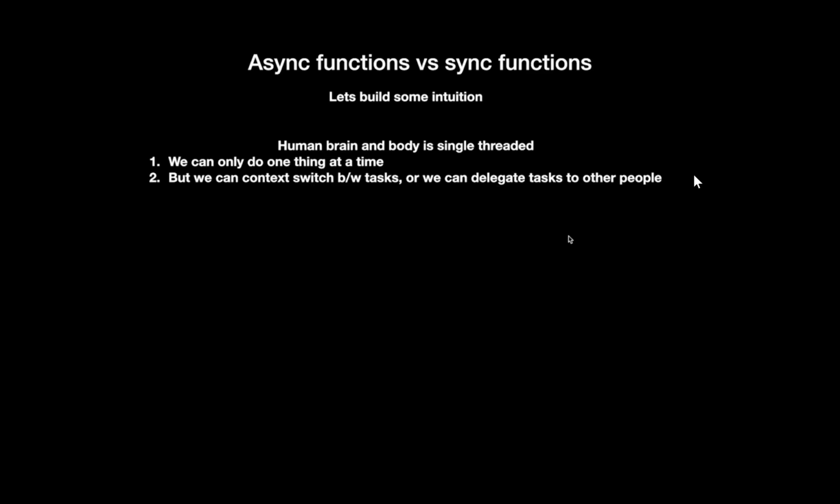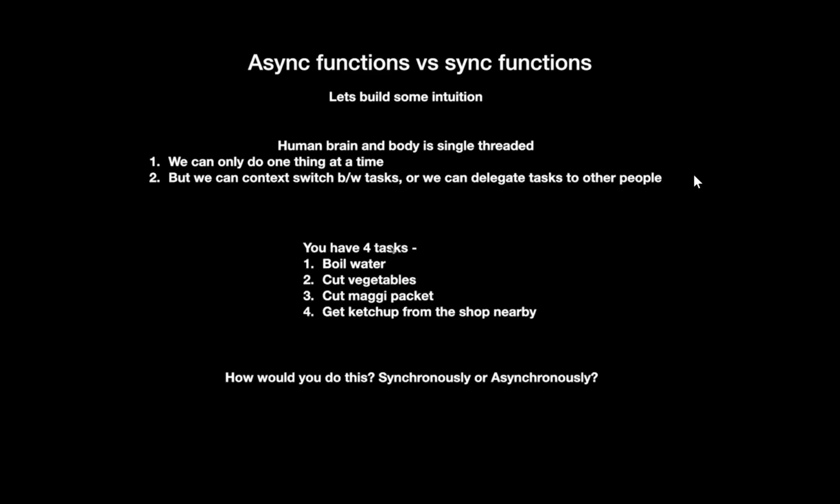The same is true for JavaScript. JavaScript is single-threaded, but it can also context switch and delegate tasks to other processes. We'll see how that happens. Let's say you have 4 tasks. You have to boil water, you have to cut vegetables, you have to open the Maggi packet. Maggi is basically a famous noodle in India. And lastly, you have to get ketchup from the shop nearby. You have to do these 4 tasks. Now it's on you whether you want to do them together, parallelly, or sequentially, but you have been given these 4 tasks to create Maggi as an output by the end.